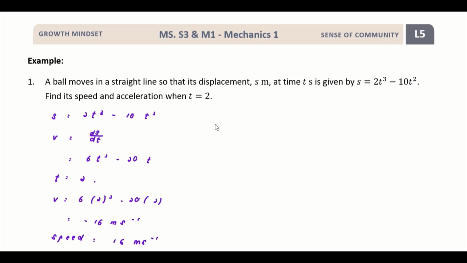Okay, now move on to the acceleration. Acceleration is the derivative of velocity with respect to time, so we differentiate the v that we have here. This is how we get 12t minus 20. When t equals 2, a is equal to 12 multiplied by 2 minus 20, which gives me the answer of 4 meters per second squared. I hope that you don't have any problem here. I think it's pretty straightforward. Let us move on to the next question.